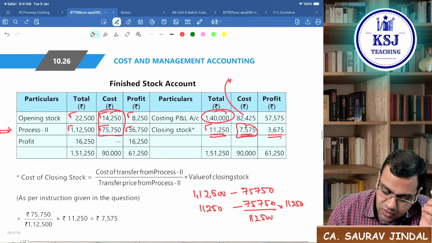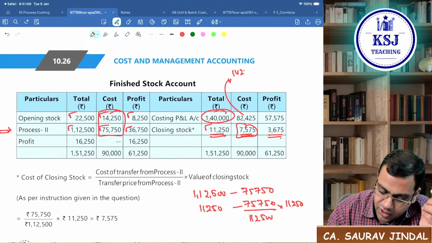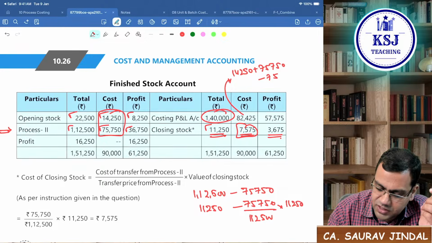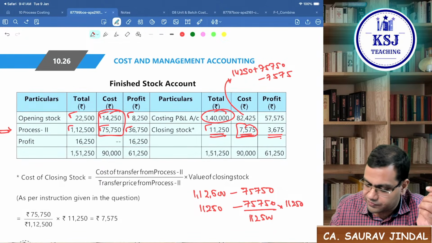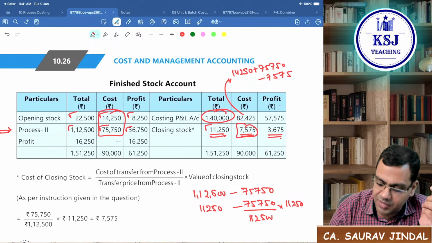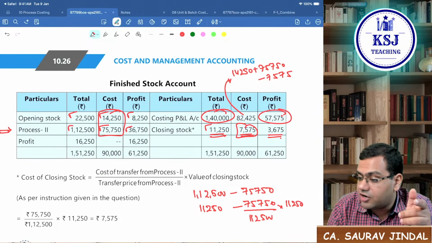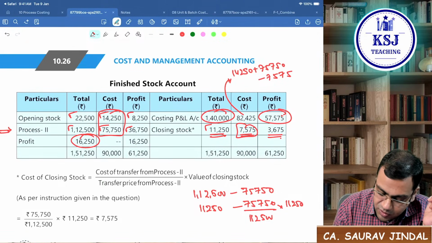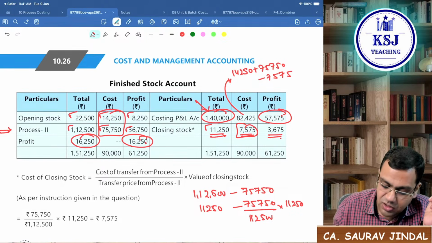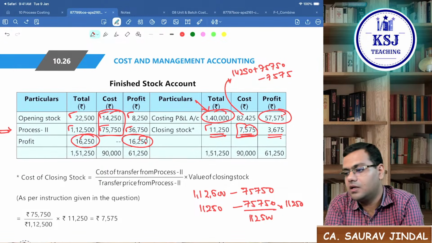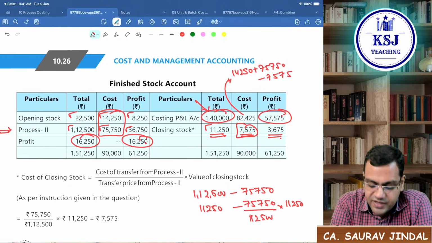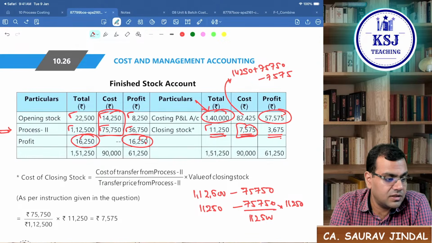This cost is calculated as opening cost of 14,250 plus 75,750 minus the stock which is already there. Just check once. 14,250 plus 75,750 minus 7575. Right? So the remaining will be your profit element. So what is the net profit that you are earning? The balancing figure will give you the net profit in this particular sales. This will give you the overall profit that you will earn from this total sales.